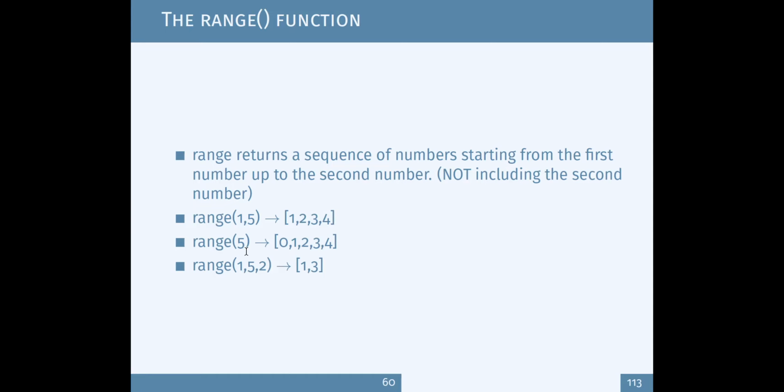If you have just 1, we assume the starting point is 0. So we will have 0, 1, 2, 3, 4. If you have 3, then start, stop, and step. That means you start with 1. For the next value, you increase the value by the step. So 1 plus 2 is 3. Then 3 plus 2 is 5, but it should be less than 5. So the outcome should be 1, 3. So that's what the range function is.